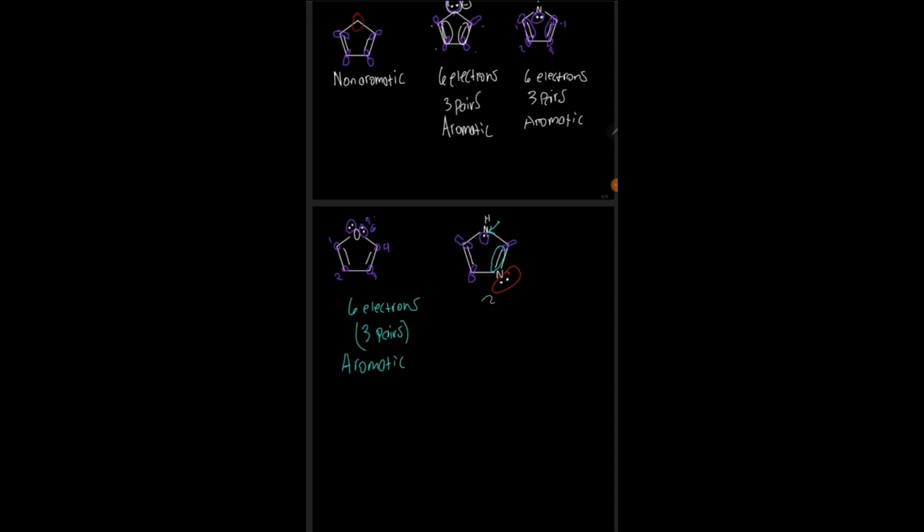So 6 electrons. Alright. 1, 2, 3, 4, 5, 6. 1, 2, 3, 4, 5, 6. No, when I say 3, I'm not counting these pairs. I'm counting the double bond connection right here. 6 electrons, 3 pairs. Aromatic.